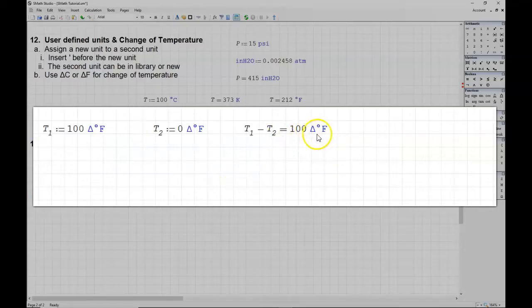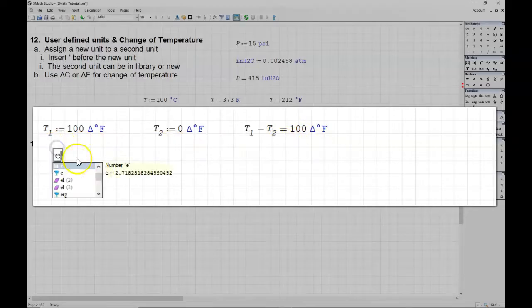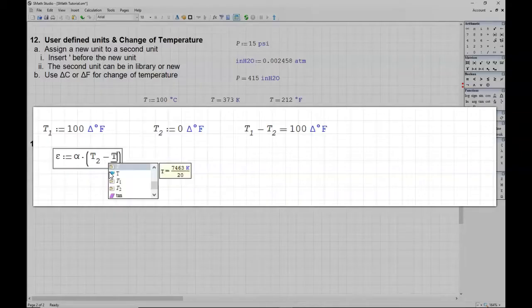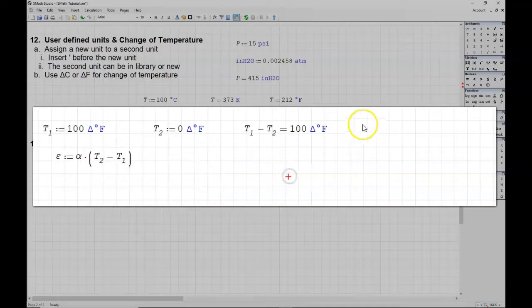Let's see, we needed the change of temperature in an equation such as thermal strain. And thermal strain is just epsilon, so E Control G, and that's equal to alpha, our coefficient of thermal expansion, times T2 minus T1. We haven't defined alpha yet, so let's define alpha up here. And for aluminum, that would be 12.8 times 10 raised to the minus 6, and then the units, it's 1 over degree F.